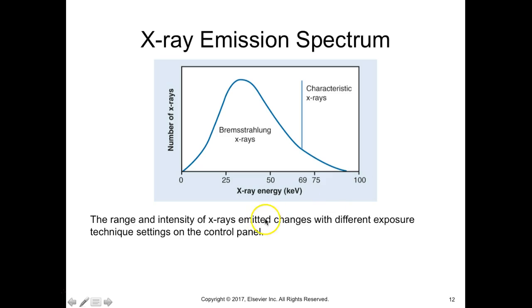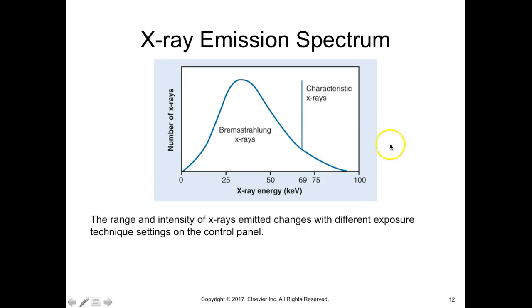When we're looking at the X-ray emission spectrum, the range and intensity of X-rays emitted change with different exposure techniques set on the control panel. Here is your number of X-rays and here is your energy in keV. At 69.5, you're going to see this little characteristic tick in your graph. You have Bremsstrahlung X-rays here, and at 69.5 and higher they switch over to characteristic. Characteristic cannot exist below 69.5.